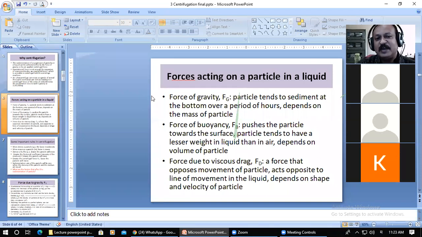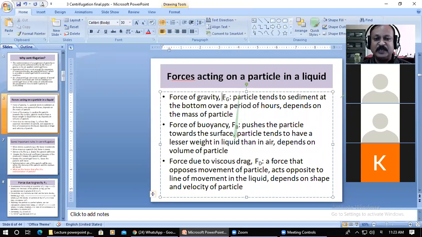Then we are trying to understand what are the different kinds of forces which are acting on any particle which is in a liquid. For the time being, just forget that we are studying centrifugation, but any particle which is placed in a liquid is going to experience three kinds of forces. Number one, the first important force which that particle will experience is called the force of gravity, also denoted by Fg, capital F and subscript capital G. Any particle which is in a liquid will tend to sediment down.